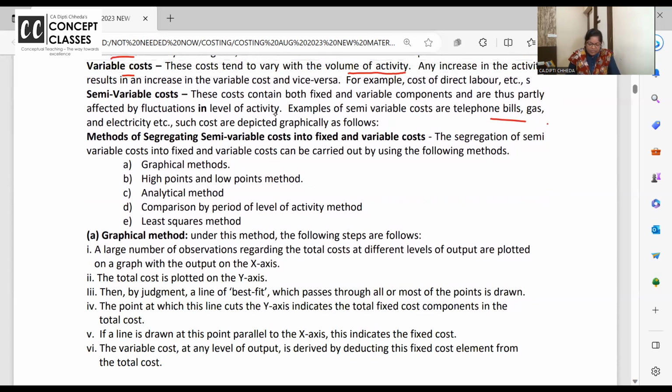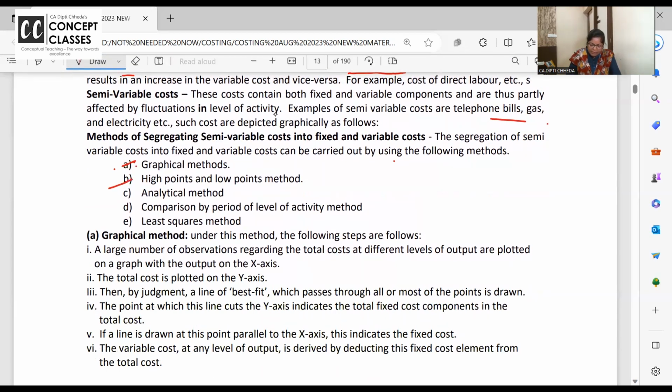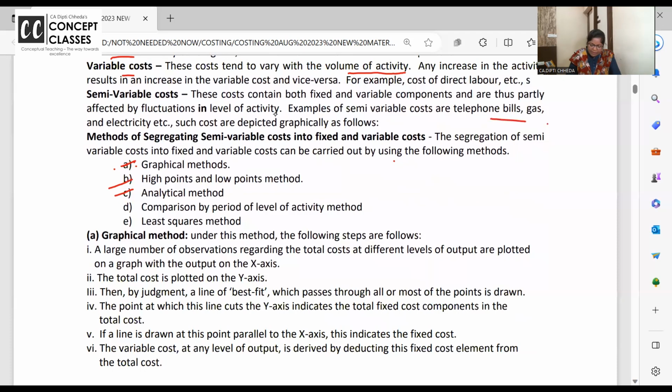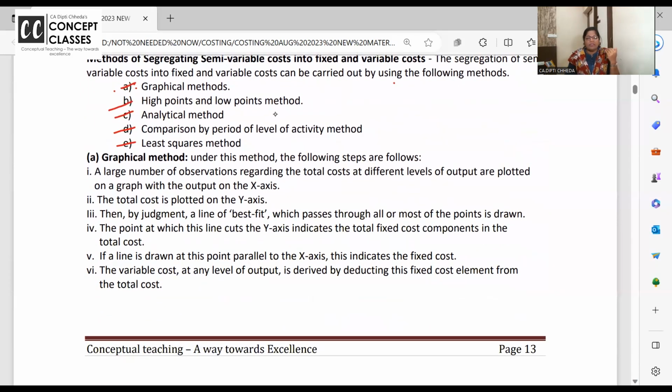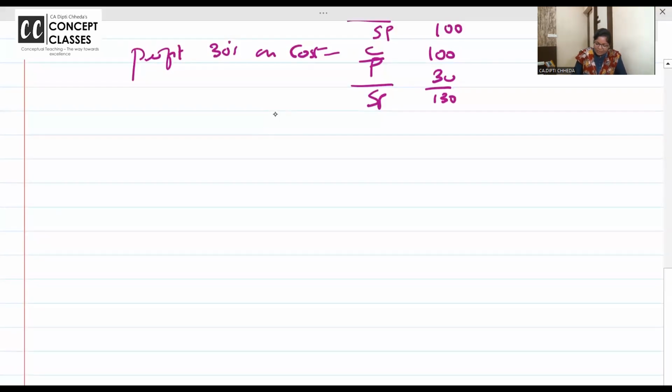Now, segregation of semi-variable overhead can be done in various ways by using different methods: graphical, high-low point method, analytical method, comparison of the output, and least square method. All the methods I'll teach you one by one very fast. So first is the graphical method. Graphical method, anyhow, we are going to do it in marginal costing also. So write down the heading in your notebook very quickly.